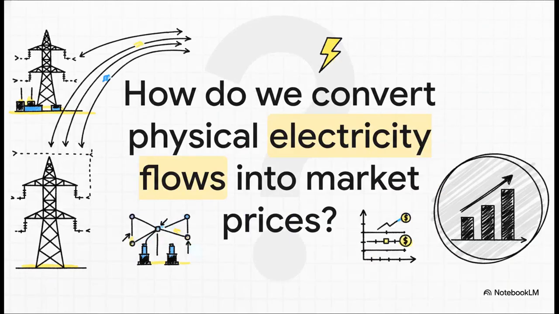Right, so that's the core problem, isn't it? You've got this incredible network, the power grid, where electrons are zipping around following Kirchhoff's laws. They don't care about a contract someone signed. So the challenge is, how do we build a market that actually respects that physical reality?